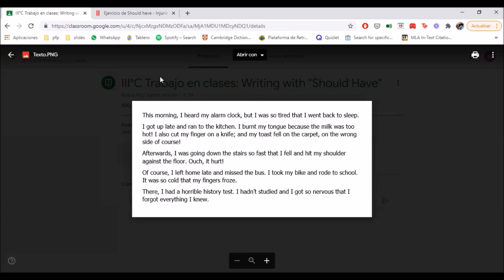Es decir, ustedes identifican el problema que haya. Acá hay varios, hay más de 3. Identifican el problema, luego deciden qué debería haber hecho esa persona para evitar ese problema. ¿Ok? Entonces van a estar hablando sobre el pasado, lo que debería haber hecho o no debería haber hecho en el pasado. Por ejemplo, this morning I heard my alarm clock, but I was so tired that I went back to sleep.